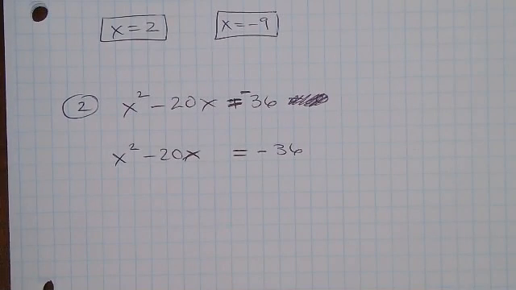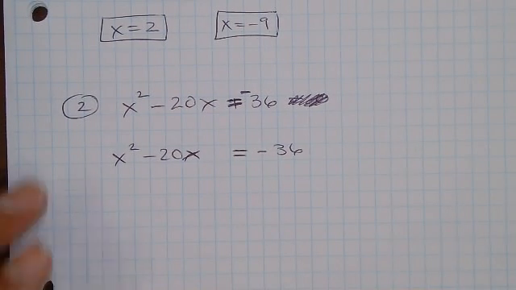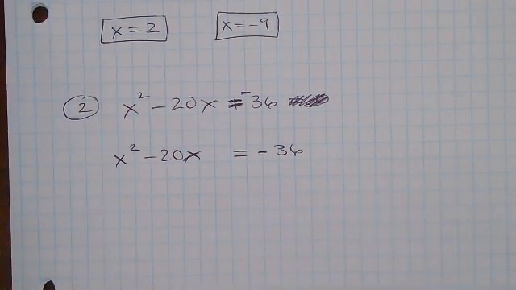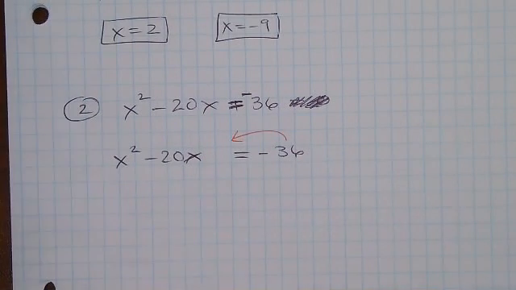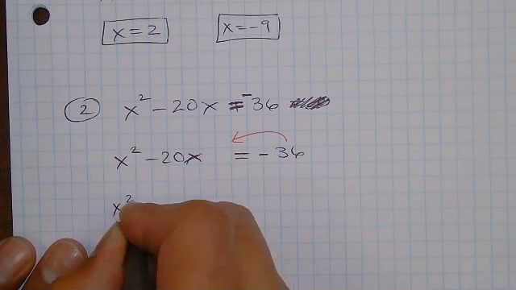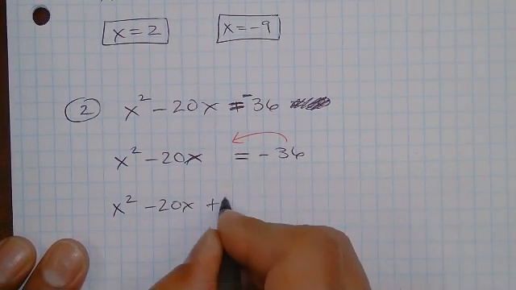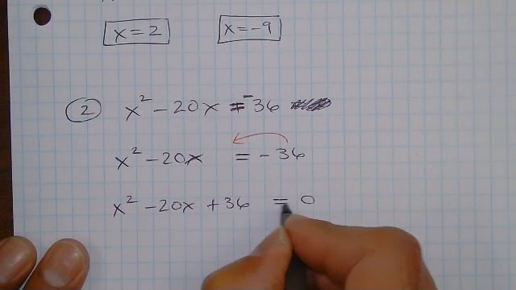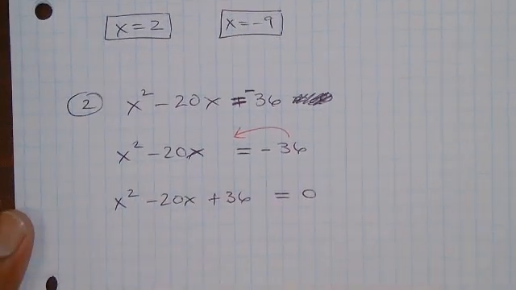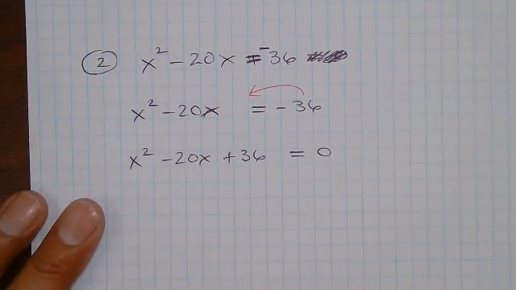Anybody have an idea what to do? You have to put the negative 36 to the other side. Yes, we wanted to say equals 0. Move everything to the one side. Yeah, correct. Whatever is not together with the other ones, move it over. Make sure you change the sign. You're right. x squared minus 20x, and now that's going to be a plus 36 equals 0. See, we're always going to want to do it like this, and it's equals 0.